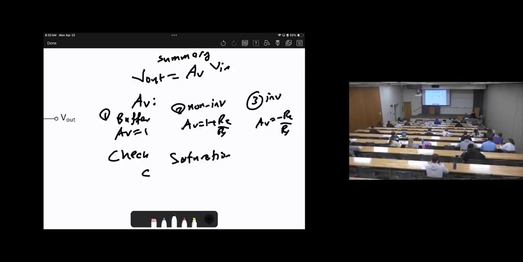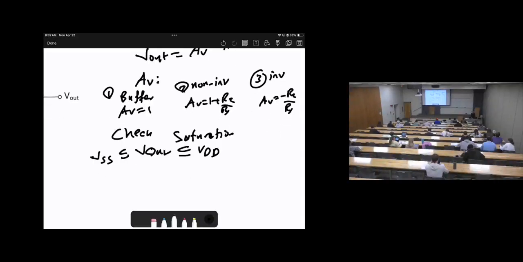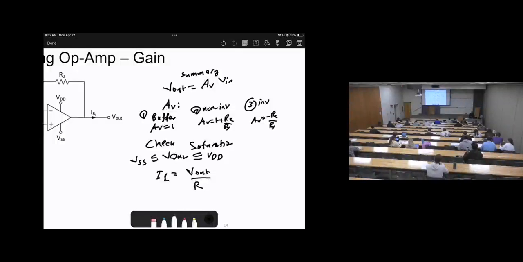Then V out will be bounded between VSS and VDD. And after that, if you need to calculate the currents, then I load will be V out over R. That's what you need. That's the summary. Actually, if you write this summary as a note card for the quiz, this will be fine, in addition to chapter 9. I mean, that summarizes everything.